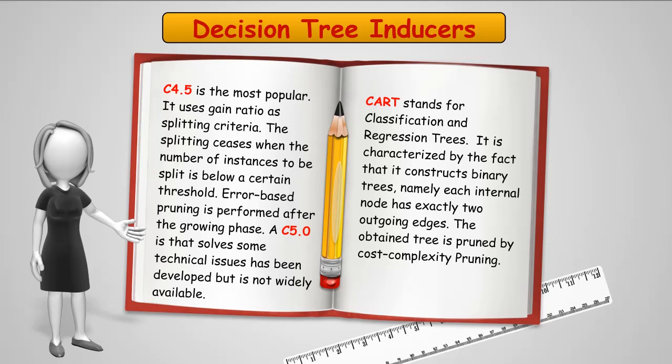There is a C5.0 that solves some technical issues with the C4.5, but it's not widely available. There's also CART. It stands for Classification and Regression Trees. And it's characterized by the fact that it constructs binary trees, meaning every node has two children. With C4.5, the root node could have 20 leaf nodes or non-leaf nodes. Anything you want goes, but CART would typically be binary.